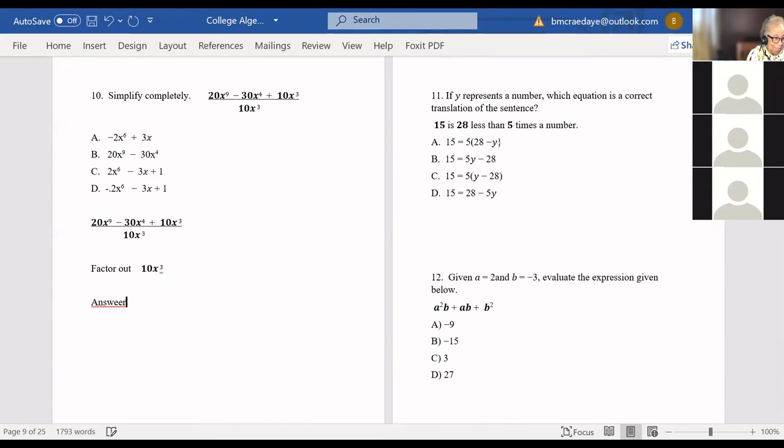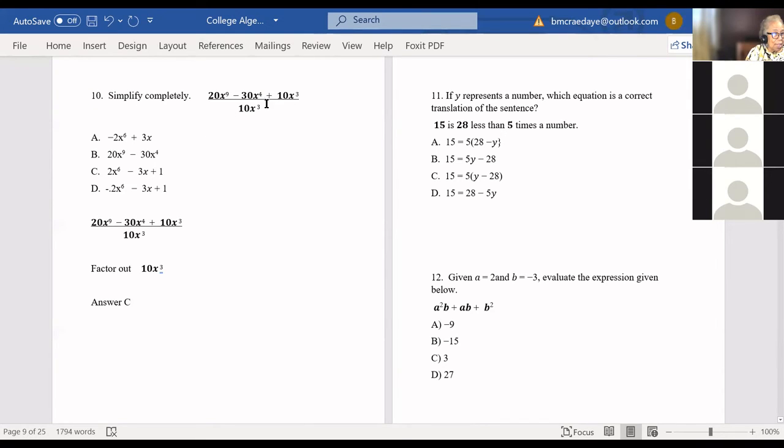Great job, Chastity. Correct. Yes, because 10x to the third into 20x to the 9 gives you 2, and take the 3 from the 9 and you get the 6. That would be 2x to the 6. Then the 10 into the 30 is a 3. X to the 4 minus 3 is x to the 1.